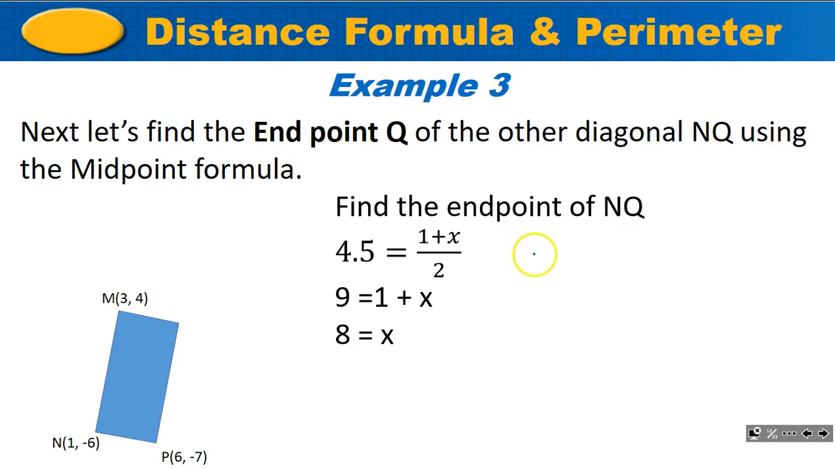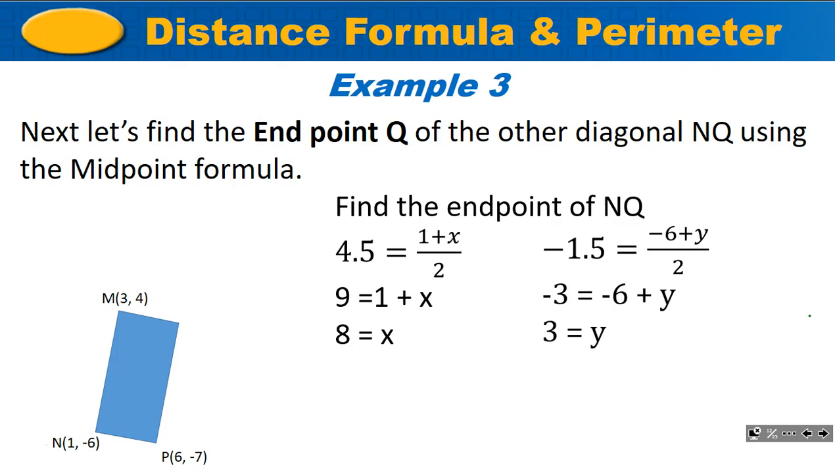Do the same thing with the midpoint y value. So we have -1.5 equals the y value of N, which is -6. We're going to add it to our endpoint y, divide by 2. Multiply both sides by 2 to get rid of the 2 in the denominator. When we do that, we get -3 is equal to -6 plus y. We're going to add 6 to both sides. So now our point Q is going to be 8, 3. So point Q out here would be 8, 3 of this rectangle. So your steps again are to find the midpoint of the given diagonal and then use that midpoint with one of the endpoints to find the other endpoint.